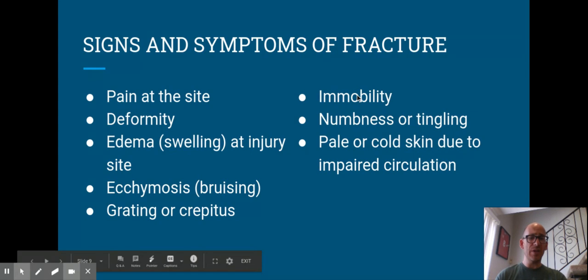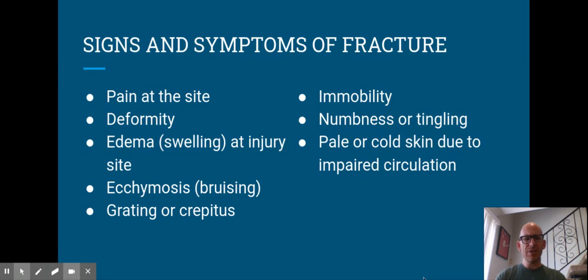Immobility. So if you get a broken bone, then it's very hard to move that joint next to it, or if it's in the joint. So immobility, numbness, tingling, and sometimes we see signs of impaired circulation. So that broken bone can prevent blood circulating below the injury site. So if you see pale or cold skin below the injury site, that could be symptomatic of a break.